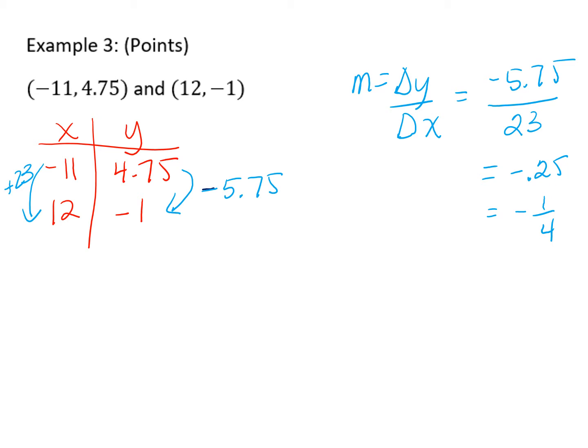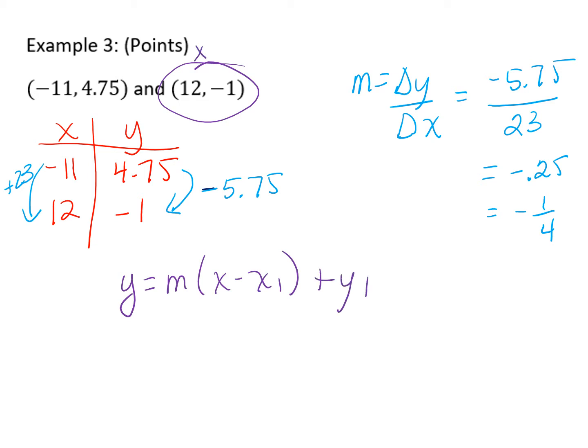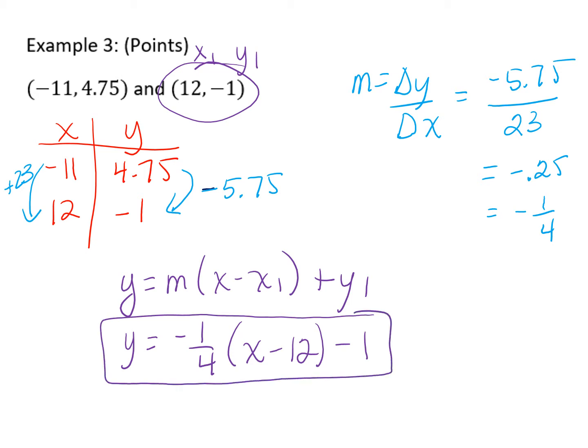We're just going to stick with point slope. Again, you can use either point you want to. I think I'll just use the second one because it doesn't have any decimals in it. So again, y equals m parentheses x minus x1 plus y1. Again, this is our x1 and our y1. So y equals -1/4. X, the opposite of x1, would give me a -12. And then y1 is a -1. Again, you could use slope-intercept form as well, but this one is a lot less work.